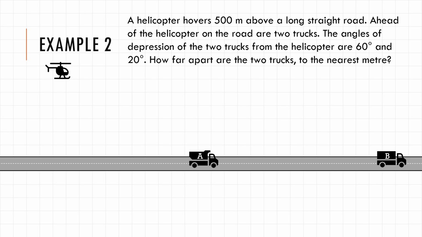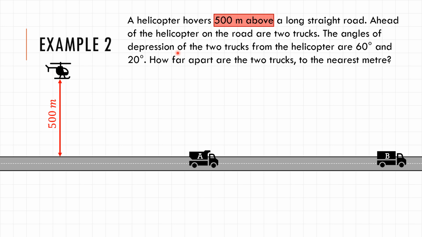In this example, we see that a helicopter is hovering 500 meters above a long straight road. So I'm just going to draw that right now. 500 meters above, that's its height. Ahead of the helicopter on the road are two trucks, truck A and truck B. The angles of depression of the two trucks from the helicopter are 60 degrees and 20 degrees.